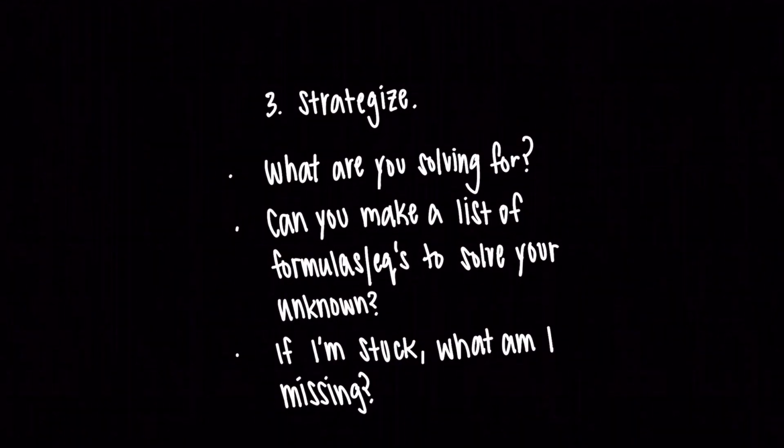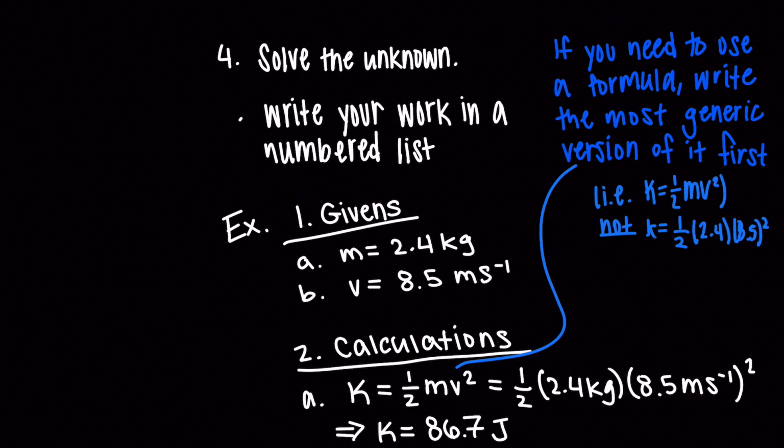Now that we are done writing our givens and converting them to SI units, the next thing we need to do is put on our thinking cap and strategize. What are you solving for? Can you make a list of formulas or equations to solve your unknown more readily? If you're stuck on a problem or not sure how to start something, is there something that you're missing? Once you've strategized and figured out what exactly you're solving for, now it is time to solve for that unknown.